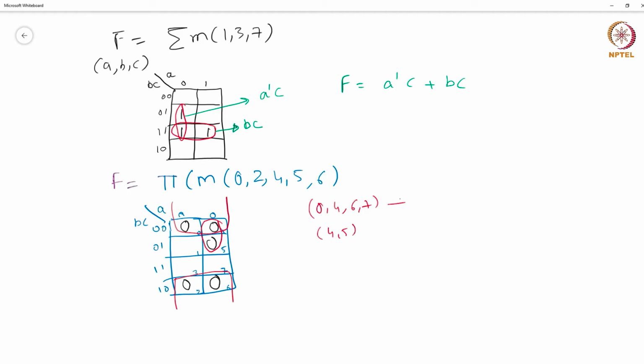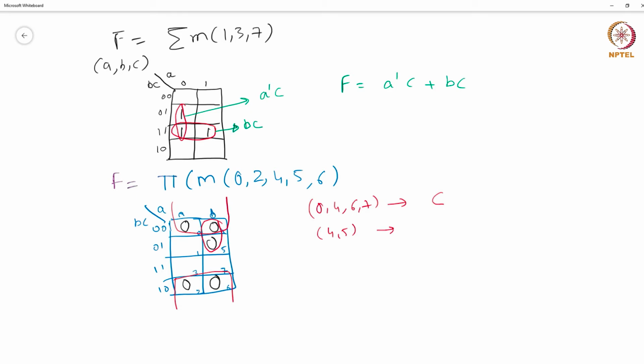So corresponding to this group, what would be the term? The term would be, because this was 0, this is 1, yeah, so this was 1, so 0 and 1, that means A will not be there. Similarly, B is 0 and 1 here, so B will not be here, so only C would be there. So corresponding to this, the term would be C, and C is 0, so it has to be C dash.